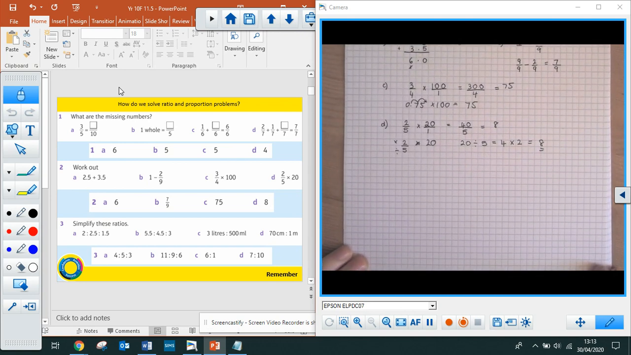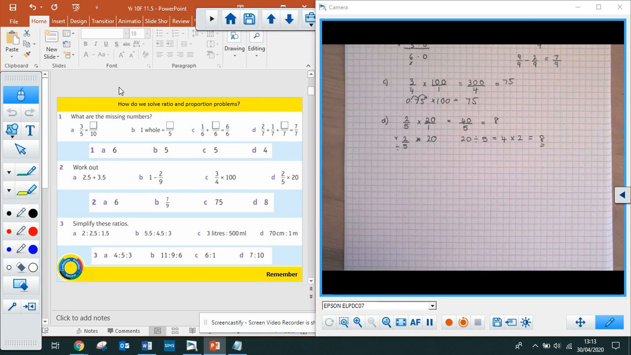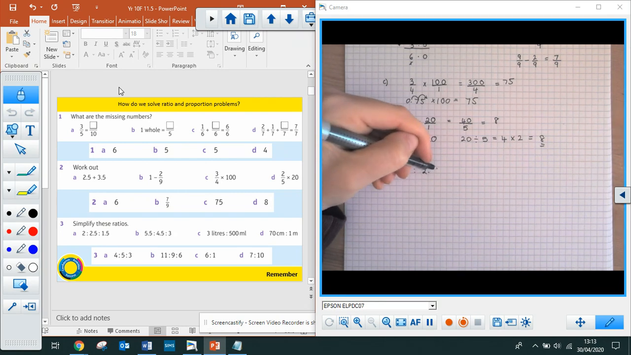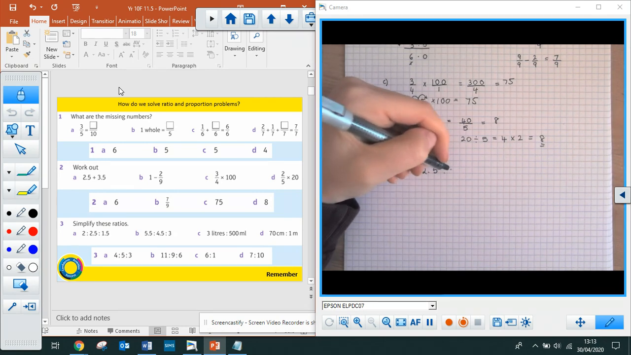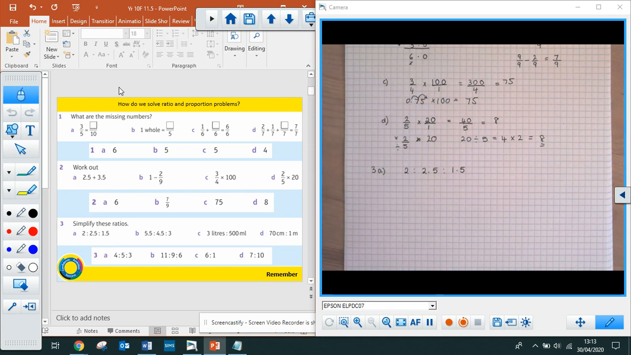Question 3. We're simplifying ratios, okay? So this is something you've done in the recent lessons that we've looked at together. So hopefully you were able to do this without issue. For 3A, we've got 2 to 2.5 to 1.5. And it just has asked us to simplify the ratios.